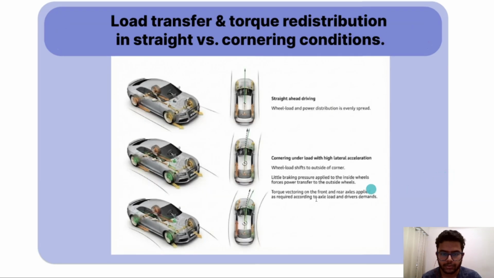This also accounts for load transfer. In straight line driving, the load is evenly distributed, but during cornering, more load shifts to the outer wheels. Torque vectoring uses this information to actively redistribute power, giving the car maximum grip and much more confidence while cornering.